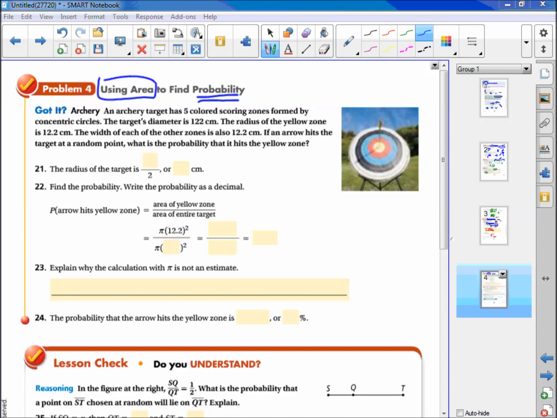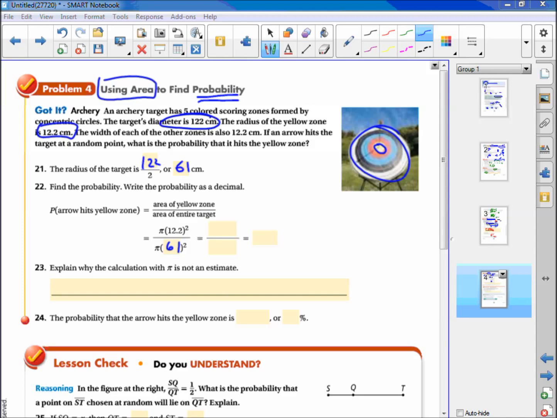Okay, so the radius of the target is 122 divided by 2. That's the whole diameter is 122, which will give us 61 centimeters. Find the probability. So write the probability as a decimal. So we want to know the area of the yellow part, this piece in here, compared to the area of the whole thing. So the area of the yellow part, they told us already, had a radius of 12.2. So we do pi times 12.2 squared. And on the bottom, we're going to do the area of the whole thing, so pi times 61 squared.